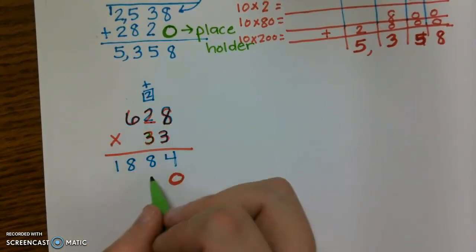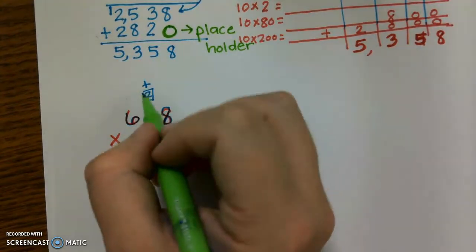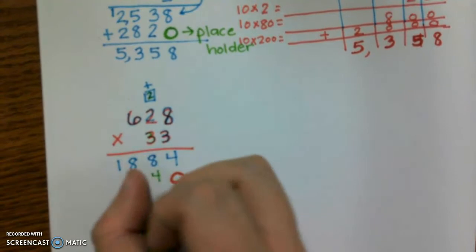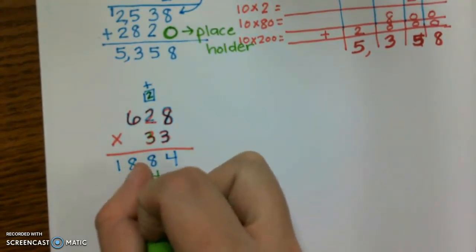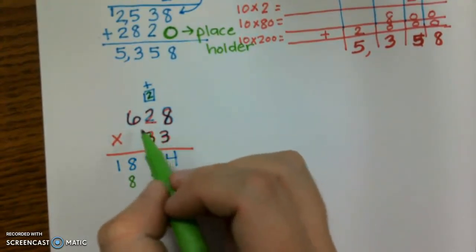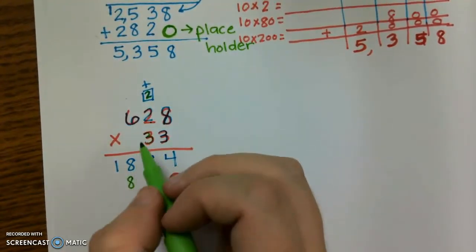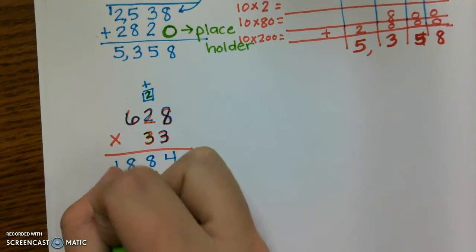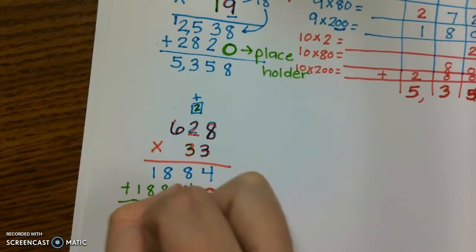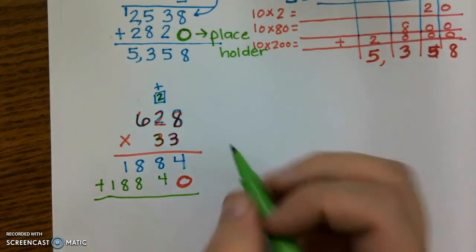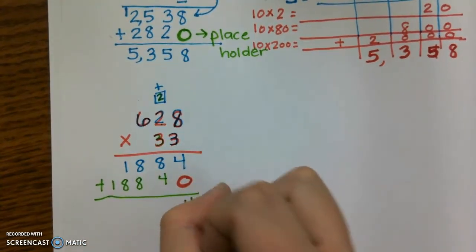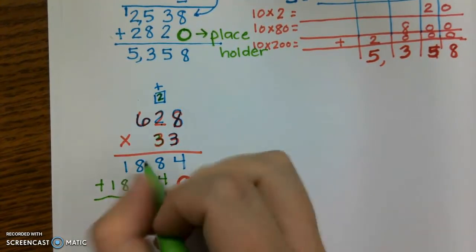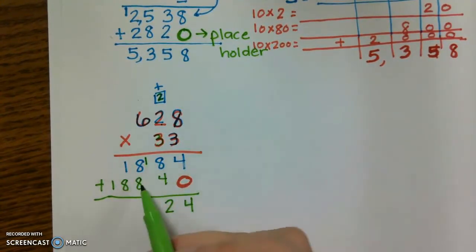So 3 times 8 is 24. Drop my 4. I carry my 2 exactly where it was. 3 times 2 is 6, plus 2 is 8. Drop that down. 3 times 6 is 18. So I'm going to drop my 8 and my 1, and now I can add. Whoops, my page is spinning on me. 4 plus 0 is 4. 8 plus 4, 8, 9, 10, 11, 12. So I'm going to drop my 2, regroup my 1 to the hundreds place.